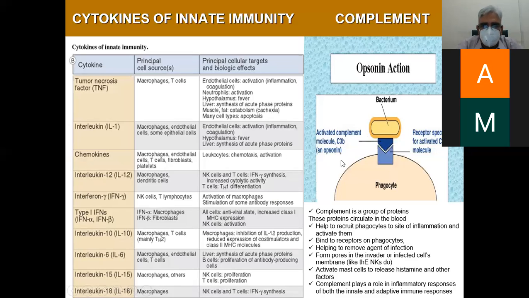This complement C3b is called opsonin. So adherence of a bacterium with C3b leads to attraction of phagocytes. On the surface of the phagocyte there is a receptor molecule, and this receptor has an affinity for the complex of complement and bacterium or any other microbe. So activated C3b activates the complement system, leading to pores.